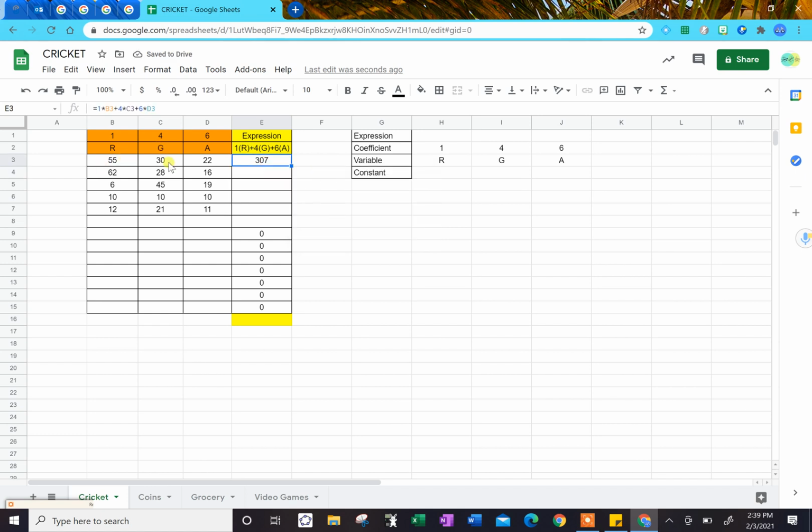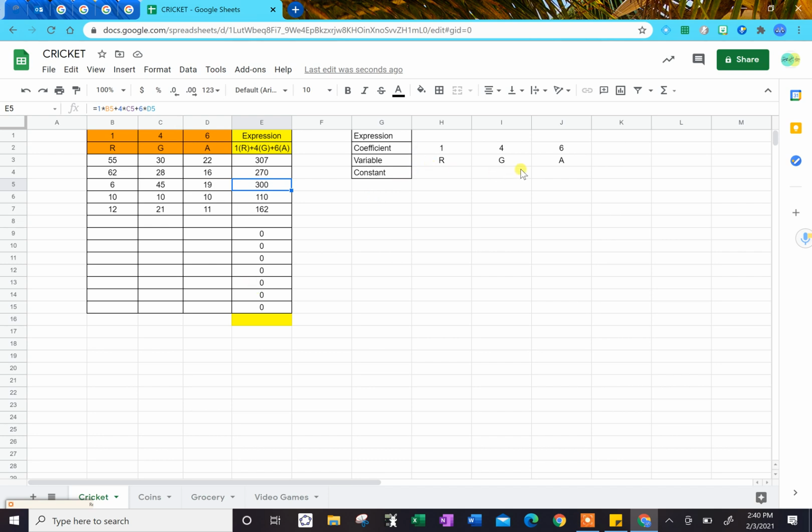If you actually check this out on your calculator, it would work. Now here's the cool thing about Google Sheets and Microsoft Excel for that matter. If I put my little cursor in the corner and drag it down, it will expand my formula. If you look at my formula bar up here, you can see it's 1 times B3 plus 4 times C3 plus 6 times D3. The next line is B4, C4, D4, and then B5, C5, D5. So that's how that works.